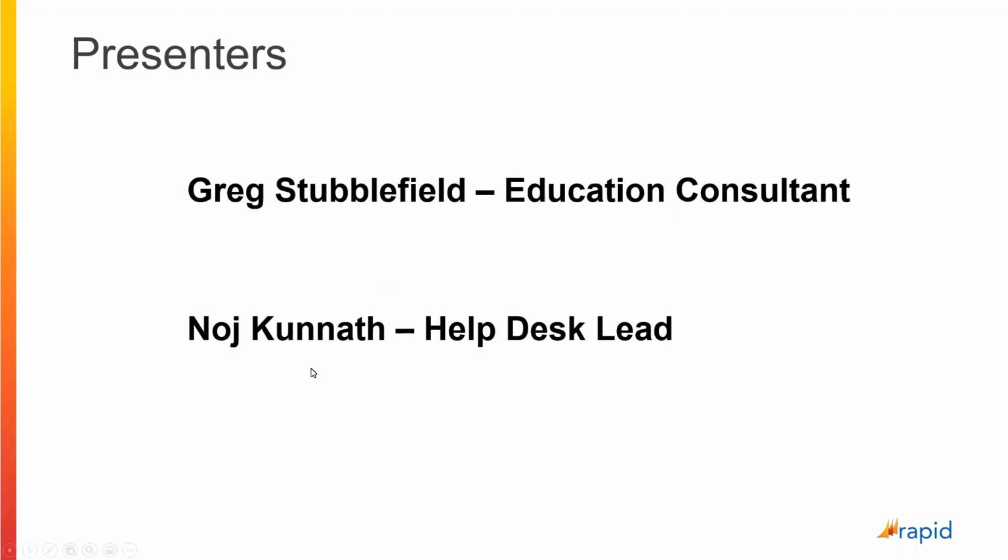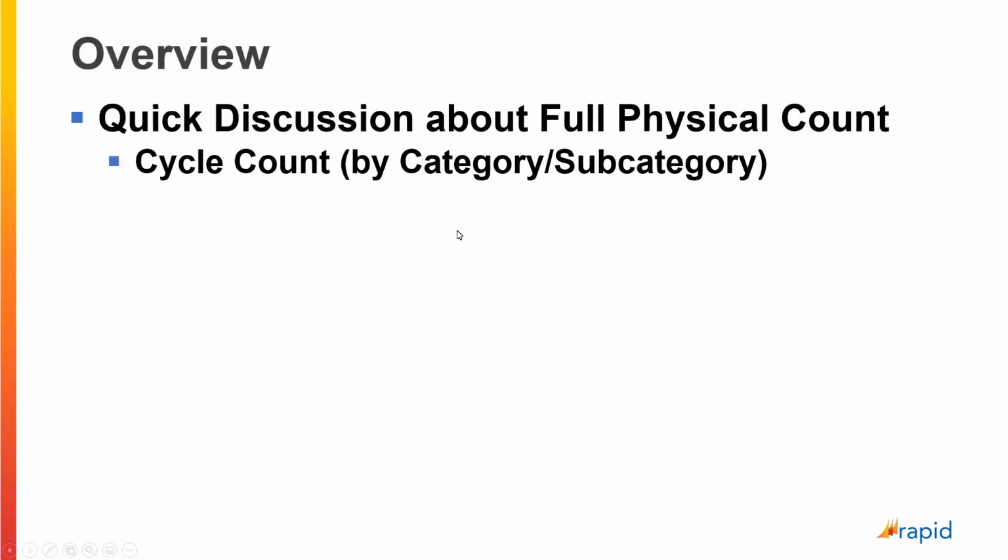So most of you know about the need to take a full physical inventory at least once a year, but what about interim or cycle counts? So that's what we're going to talk about today. We're going to show you how to take stock of your best sellers, in this case, your top 100 items.